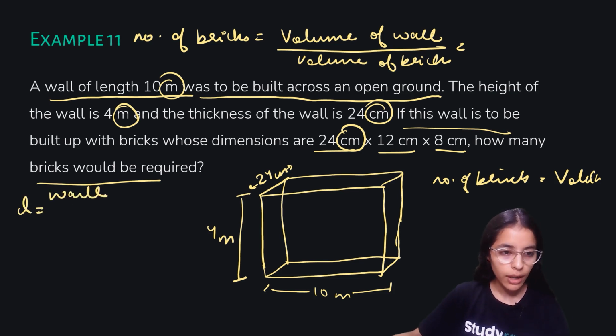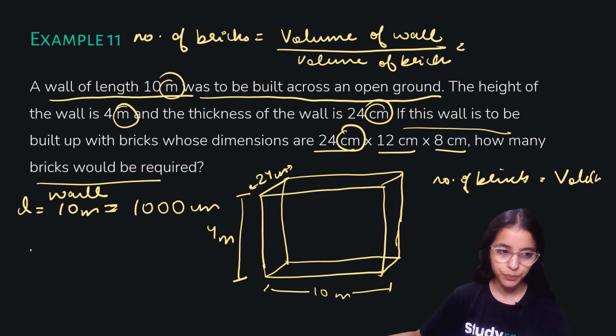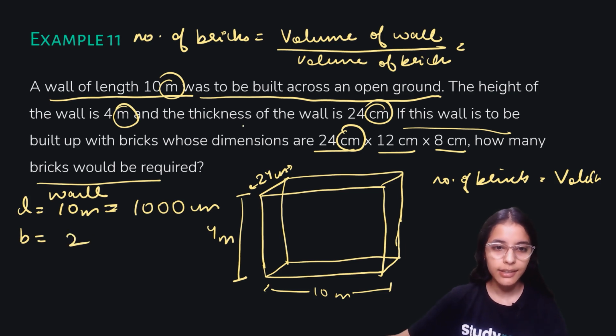This is our wall. Now length of the wall is 10 meter, and in centimeter it would be 10 into 100, so we'll get 1000 centimeter. Similarly, our breadth, our thickness, is 24 centimeter, so that would be our breadth. 24 centimeter, no need of conversion because it is already in centimeter. Now height is 4 meter, which will become 400 centimeter.